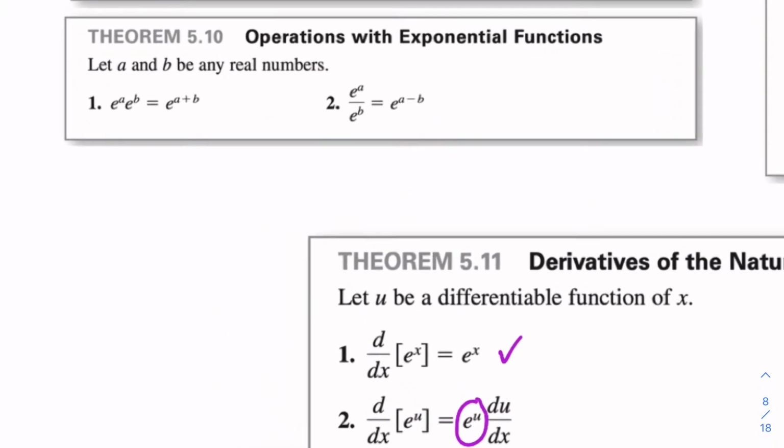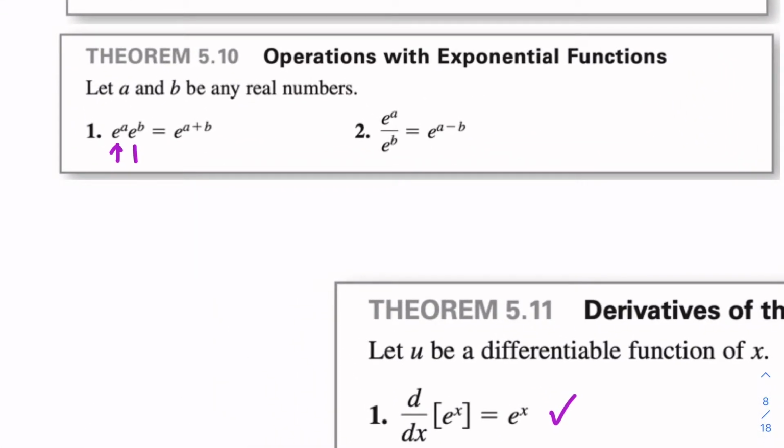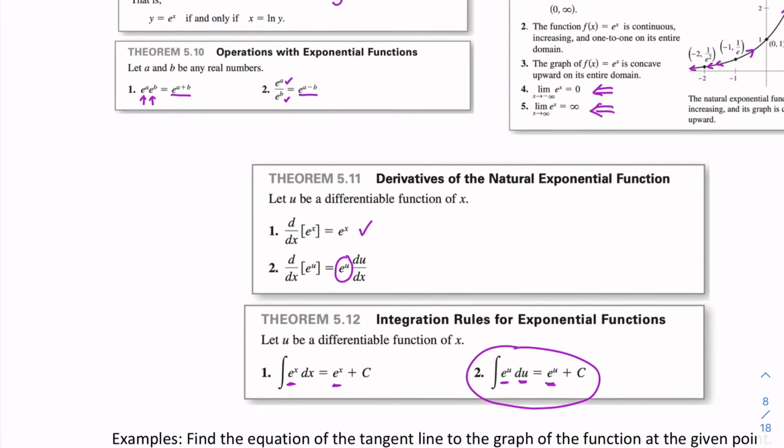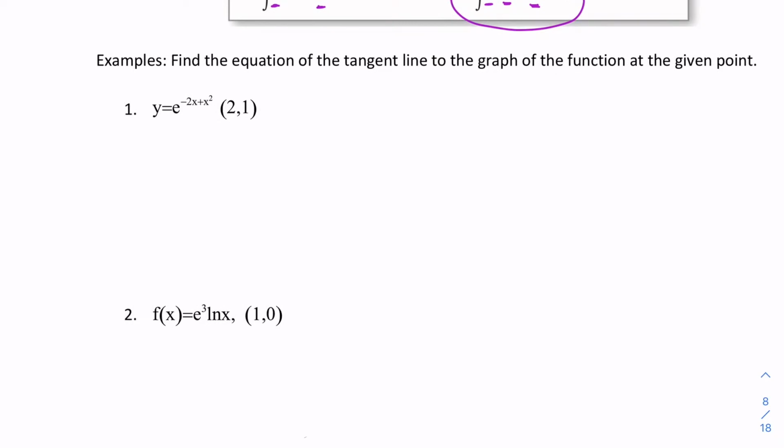And the properties: e to the a times e to the b equals e to the a plus b, and e to the a divided by e to the b gives you e to the a minus b. The same property also applies for any other base. So let's have a look at some of the examples.